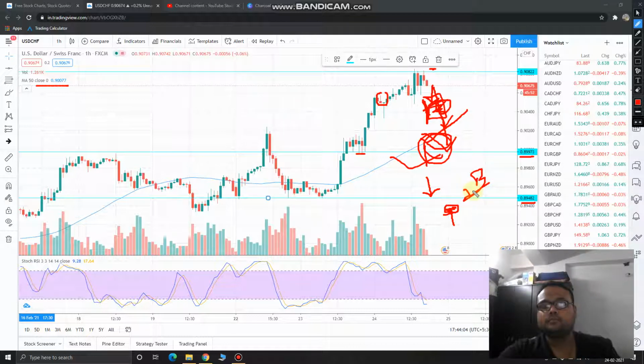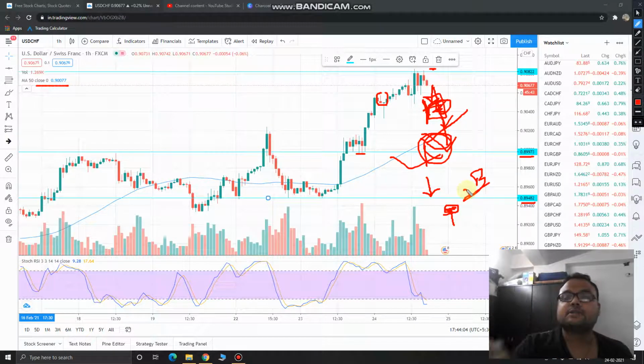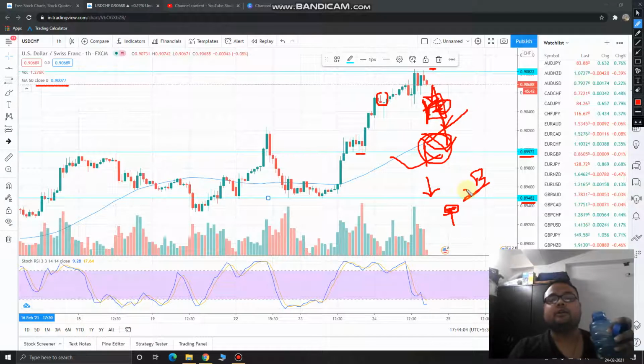But market should provide support. The market should bounce from this support level. Then only you should go ahead and buy.